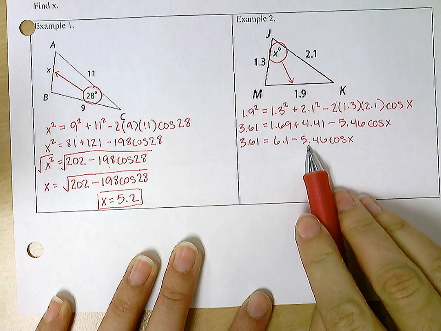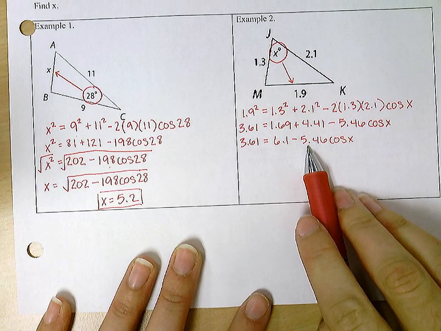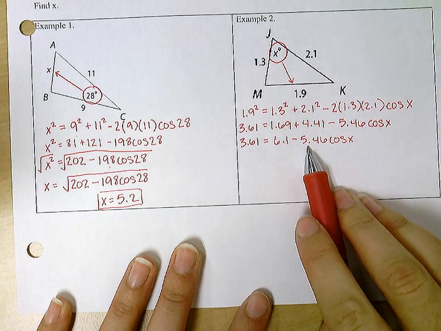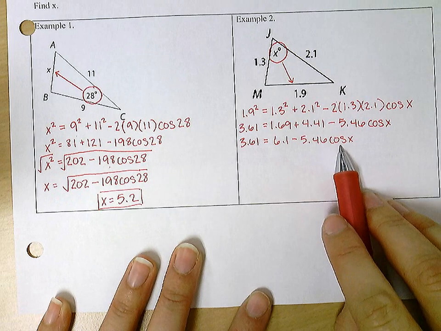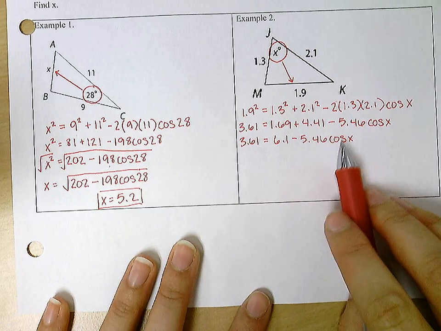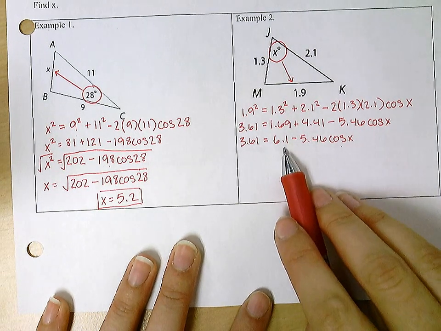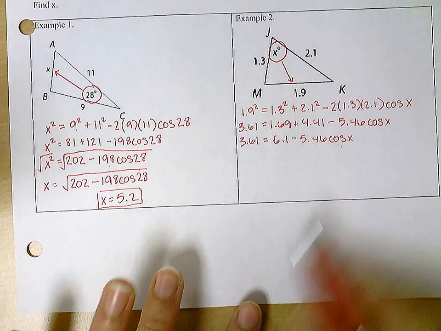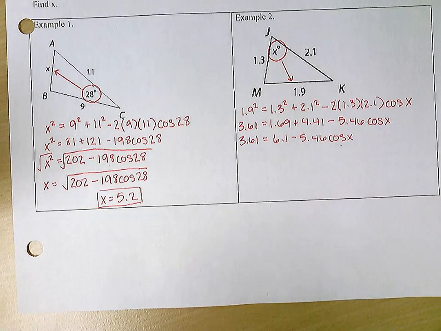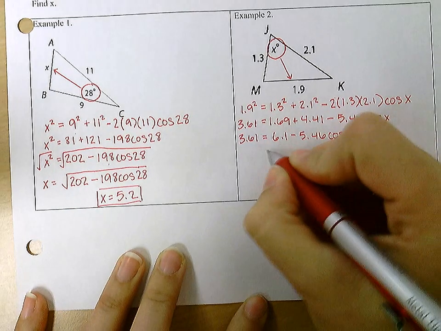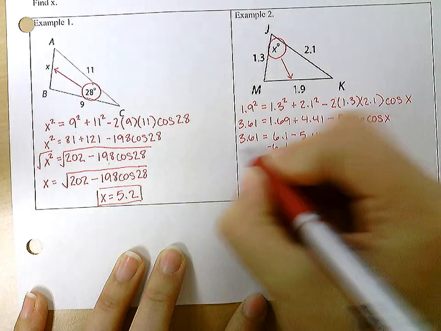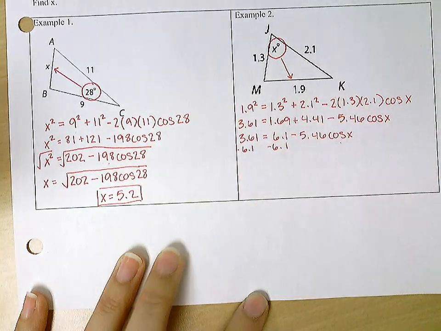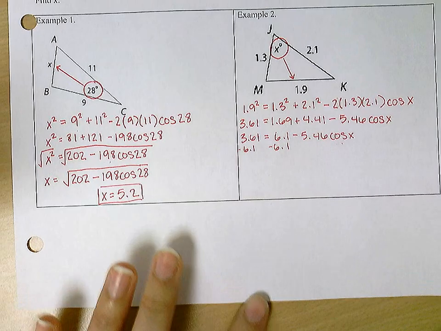Again, do not subtract these two numbers. That 5.46 is attached to cosine of x. Those are multiplied together, so you cannot subtract it. So I want cosine of x by itself. So I'm going to subtract 6.1 from both sides of that equation.